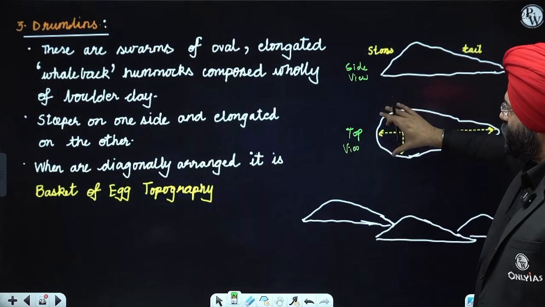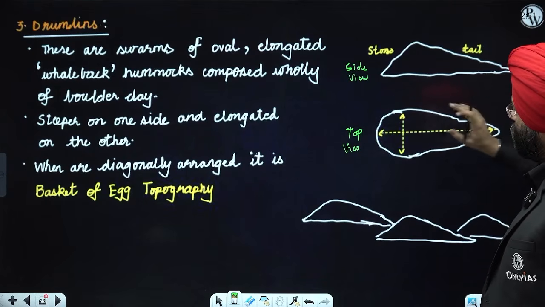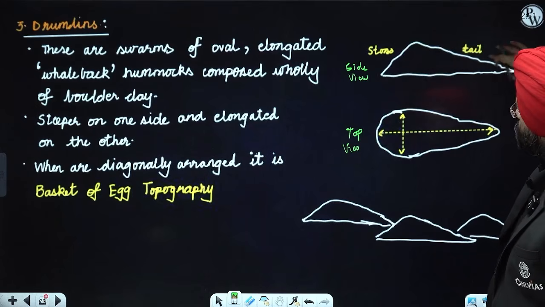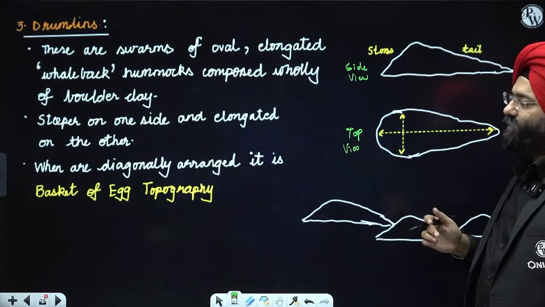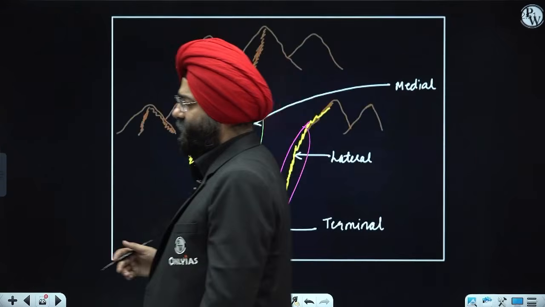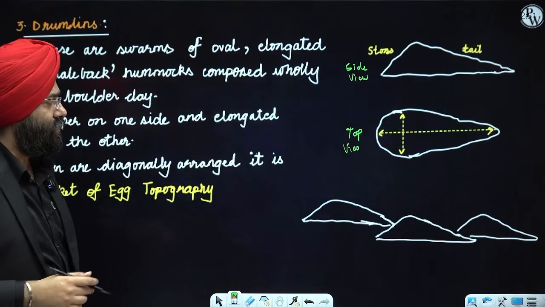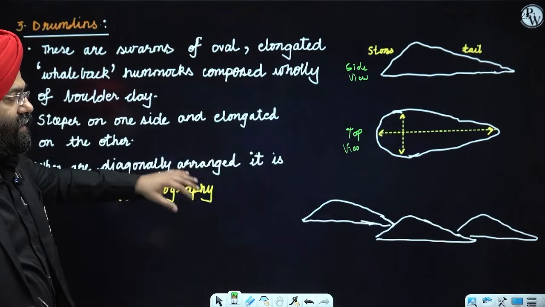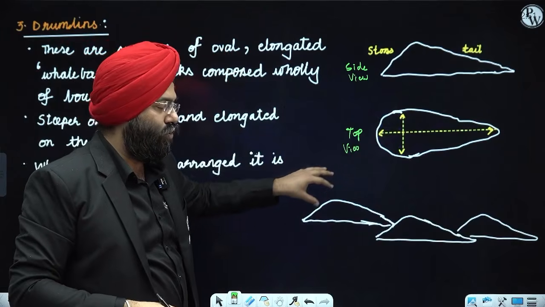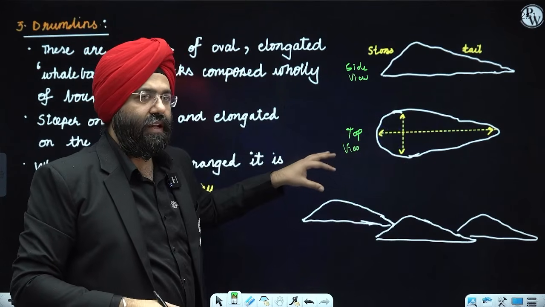From the top, if you see, this is like an oval structure, elongated. From one side, this is the steep side, and this is again the tail. Now, this is basically because of the depositional features that have taken place by the glaciers. So, when you see in the region, you will see it is not alone, it is present in a group of a lot of such drumlins that are present there.